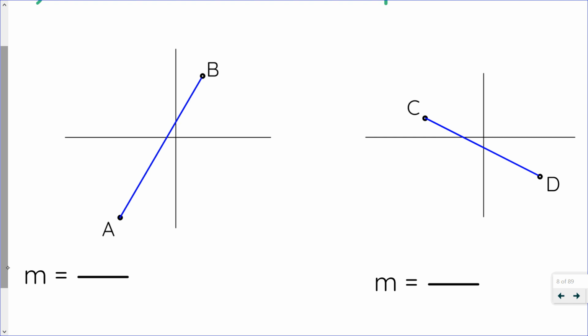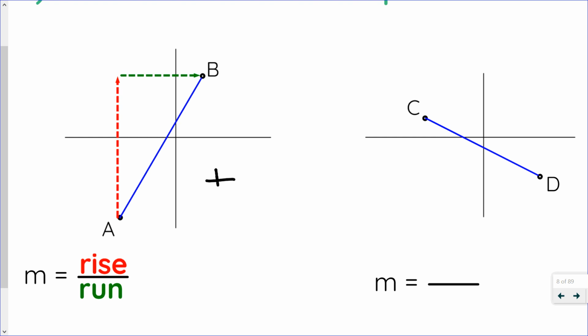I know slope is rise over run. Reading it from left to right, I would count the rise. How much am I going up? That's my y value, over how much am I running? That would be a change in my x values. That slope would be positive. And again, positive because I'm going up.